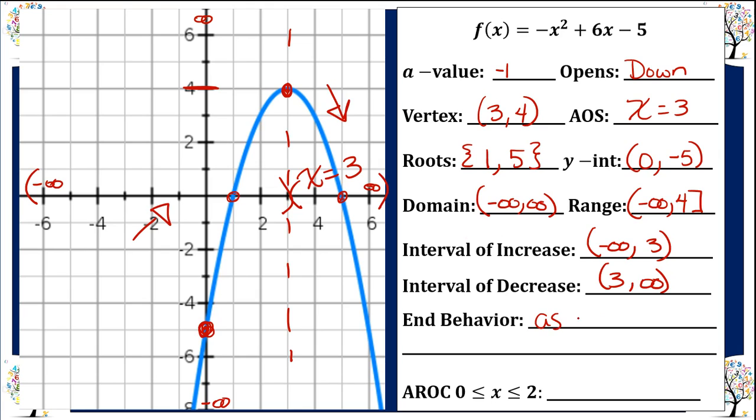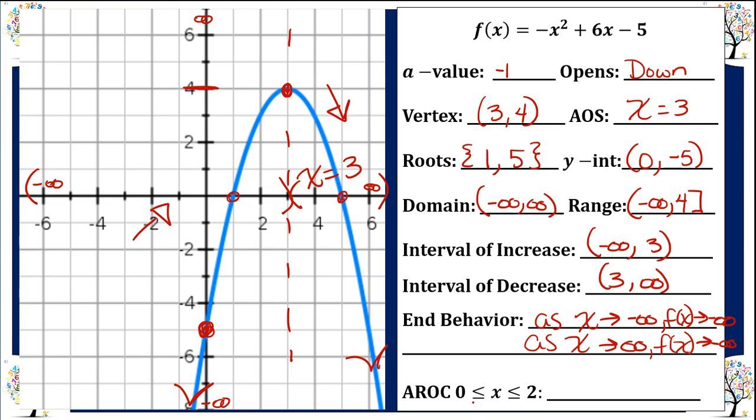Our end behavior: as x approaches -infinity, that just means on the left side of the graph, the end is going down. So on the left side, f(x) approaches -infinity. And then as x approaches +infinity, as the x values approach +infinity, f(x) approaches -infinity. This end of the graph goes down as well.